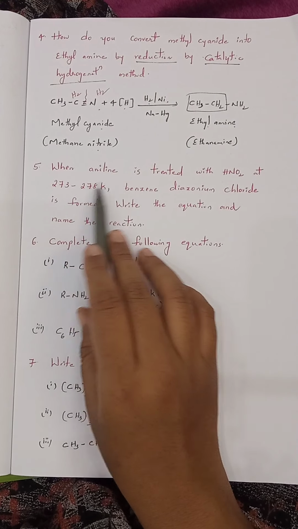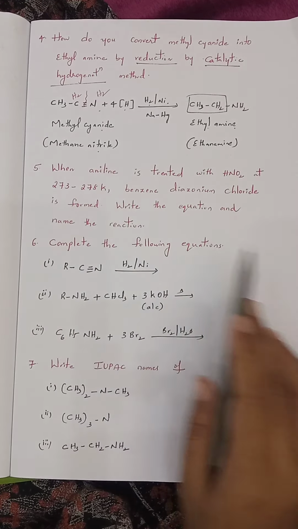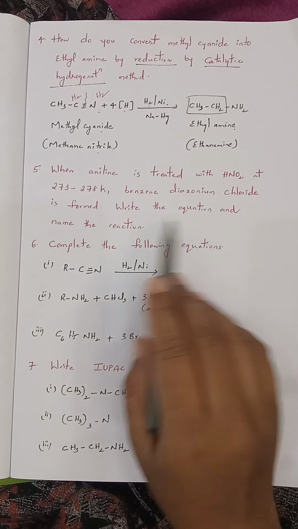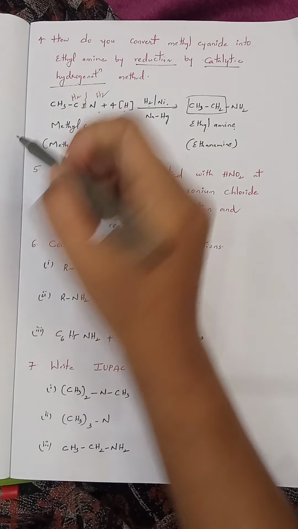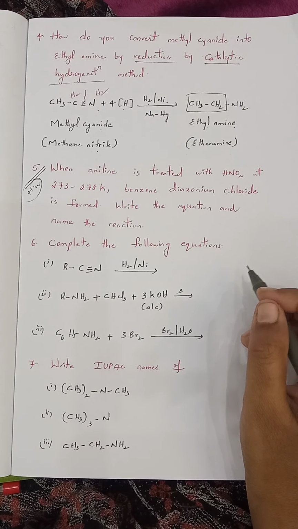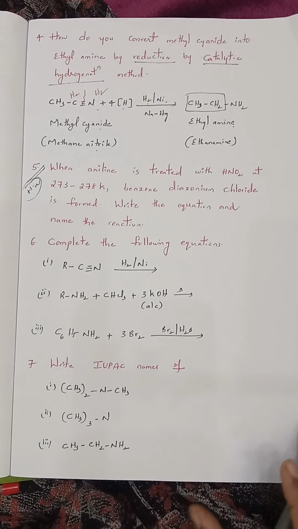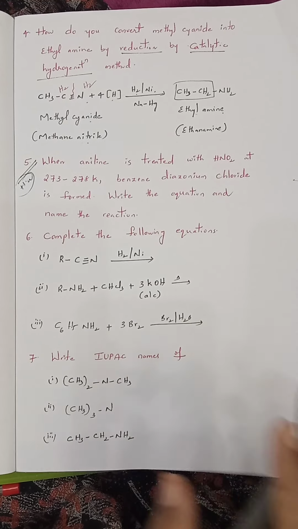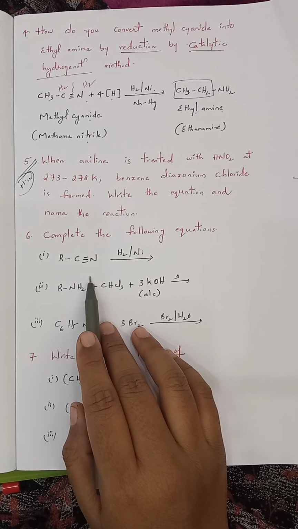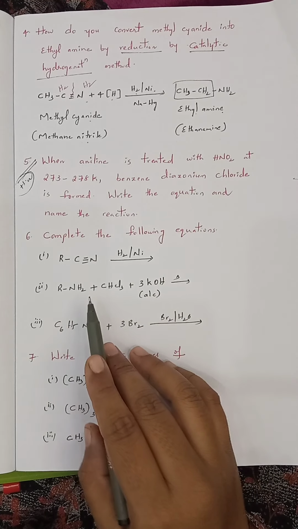And next question. When aniline is treated with HNO2 at 273 to 278 kelvins, benzene diazonium salt is formed. Write the equation and name the reaction. This is also explained within this video. You just try to find out the equation and send the answer to me along with the name of the reaction. Next, here are a few more questions for you. Complete the following equations. Even this we have seen just now. Reduction, catalytic reduction. What is the product?